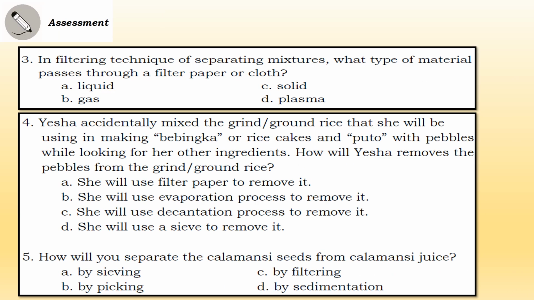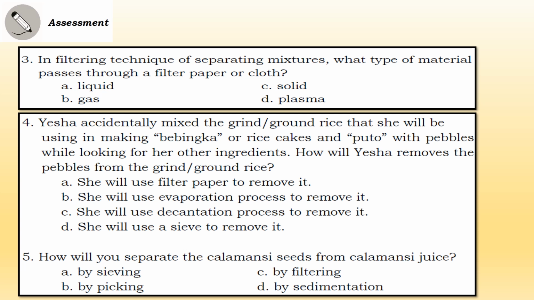Number 3, in filtering technique of separating mixtures, what type of material passes through a filter paper or cloth? Ano yung material na dumadaan sa filter paper or cloth? A, liquid. B, gas. C, solid. D, plasma.